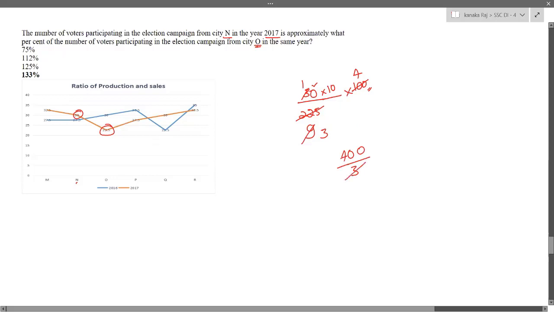What is 400 divided by 3? 3 1s 3, remaining 10. 3 3 is 9. So what will be the remaining? Again 1. So 133.333 percentage. Since they've asked us to find the approximate value, what will be the answer? The answer will be option D, 133%.